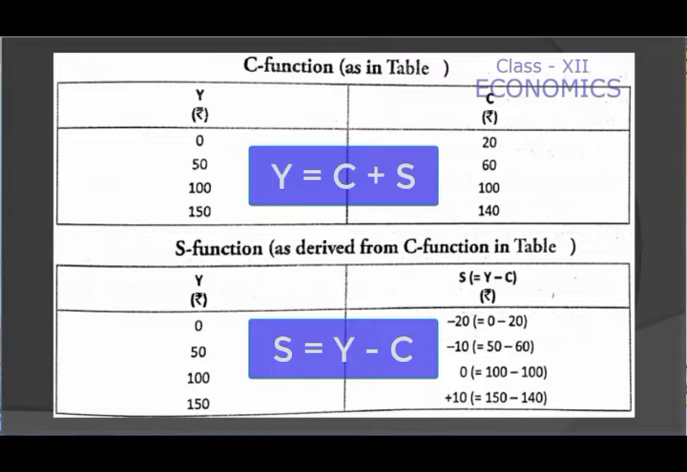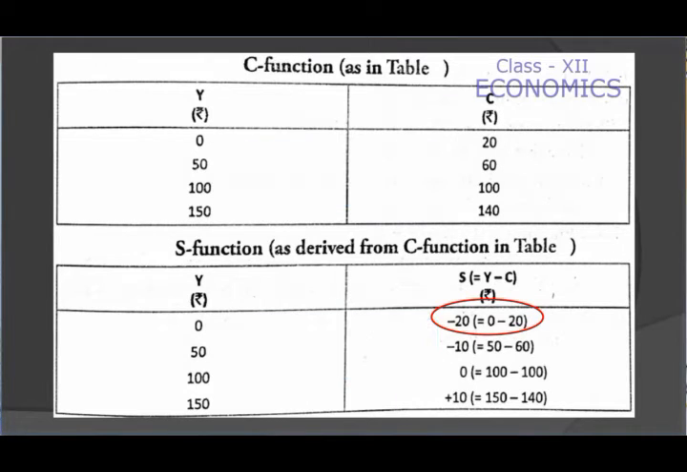That is what I told you, that with the help of C value, that is the C function, we can derive the value of S. So here S is being calculated by subtracting the value of C from Y. So the first value, when Y is 0, we have the S value as minus 20, that is 0 minus 20. 0 is what? The value of Y, and 20 is the consumption value, that is being called as what? Autonomous consumption.